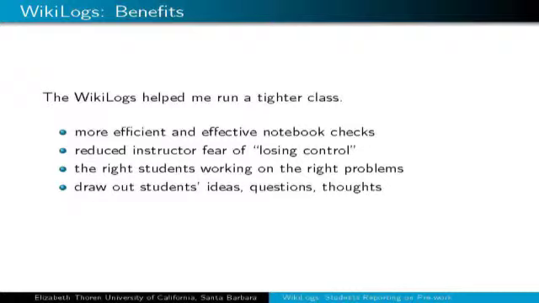And then the big thing for me was that I could draw out their ideas. I was amazed at the kinds of observations and thoughts they were having on these WikiLogs. I would have never known. And I knew it was out there, so I knew I could say, Timmy, what do you think about this solution? Because I knew he had said something interesting in his WikiLog that would be worth saying in class. And that was really the best. That was fantastic.